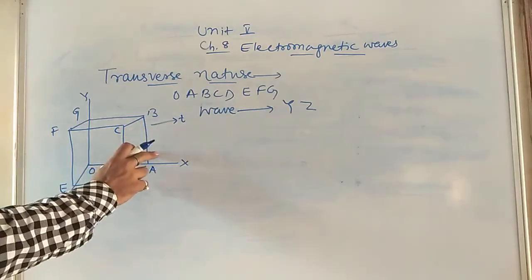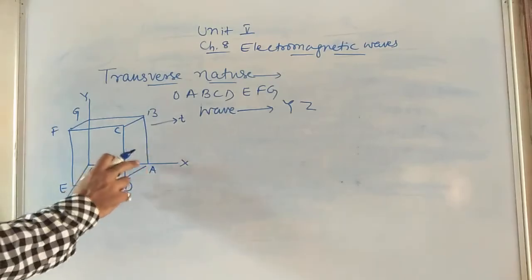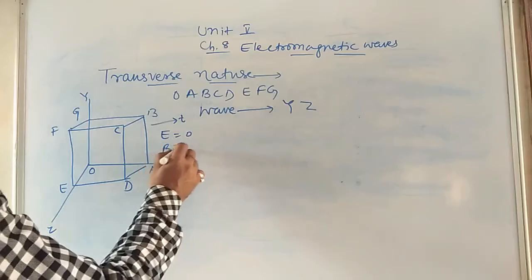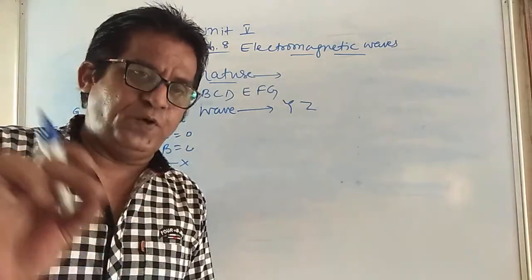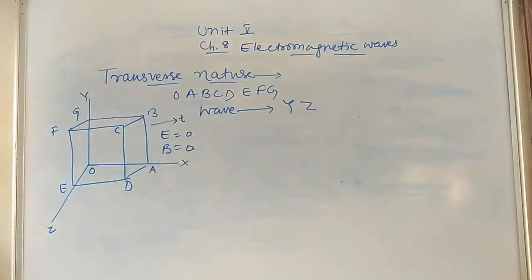The value of electric field and magnetic field will be 0 to the right of the face A, B, C, D. Outside, there is nothing. On the right of the face A, B, C, D, the electric field and the magnetic field we are considering here are 0.